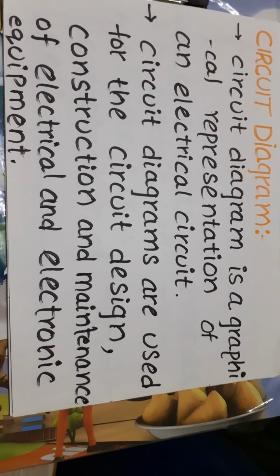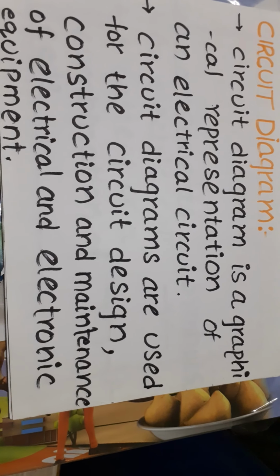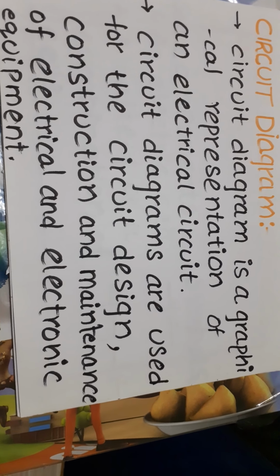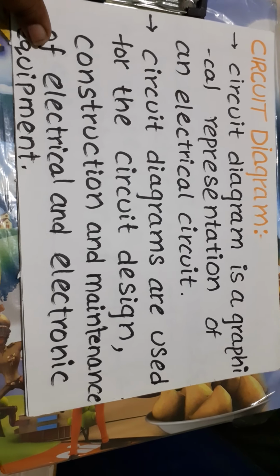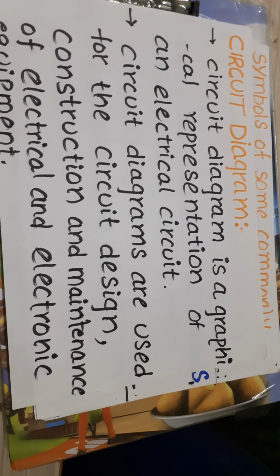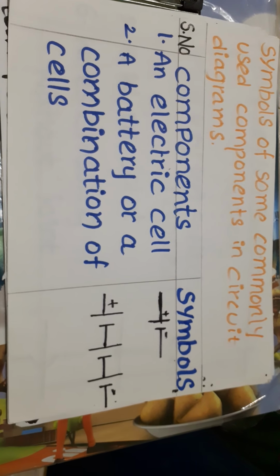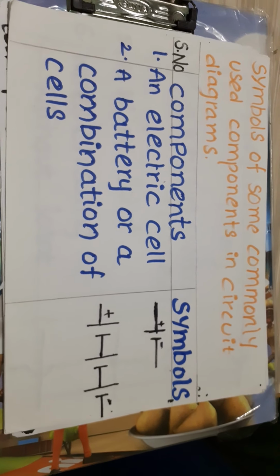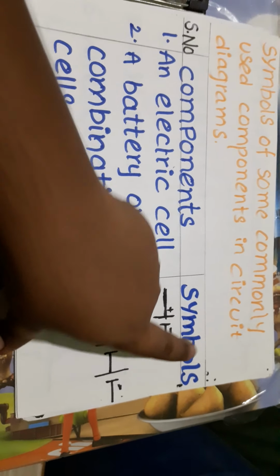These electrical equipments are connected one to another in a systematic way. So that is called a circuit diagram. These are some commonly used components in circuit diagrams. So: serial number, components, symbols.